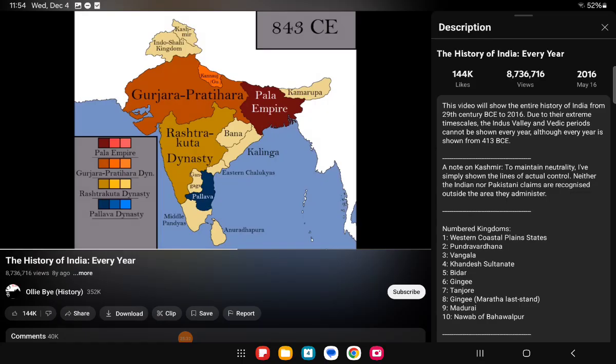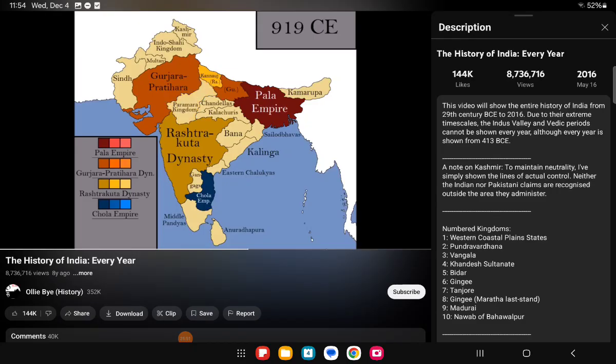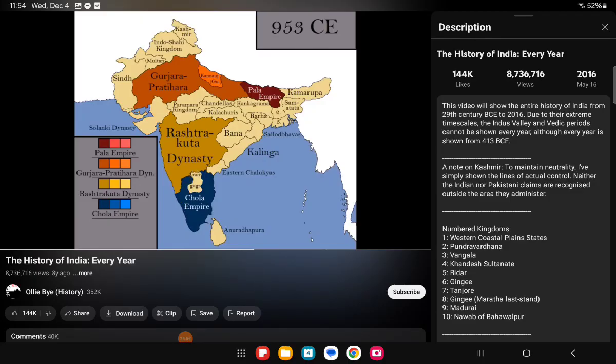And the Gujarat Pratihara just destroyed the Palas completely, and turned them into vassals. The Chola Empire exists. Soon we're going to get the Delhi Sultanate. Oh look, the Pala Empire is back. And that happened again. And now the Chola Empire has a lot.